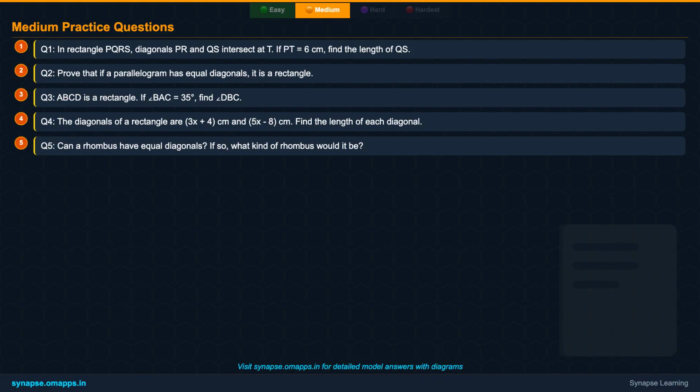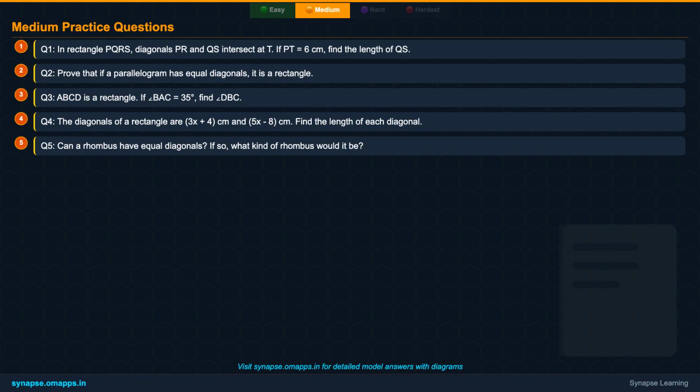The diagonals of a rectangle are 3x plus 4 cm and 5x minus 8 cm. Find the length of each diagonal. And Q5. Can a rhombus have equal diagonals? If so, what kind of rhombus would it be?